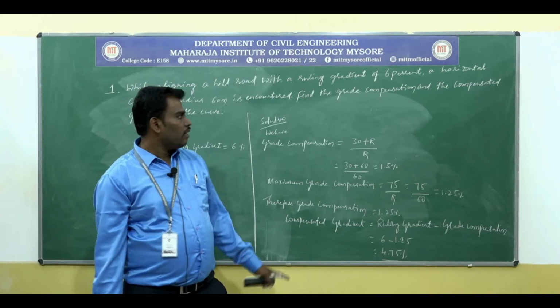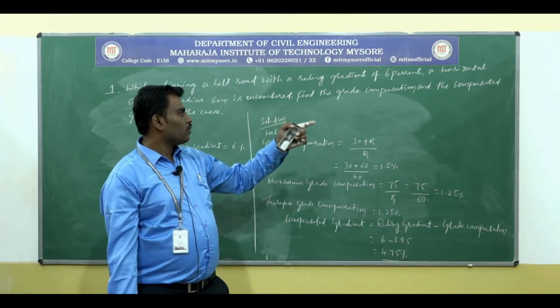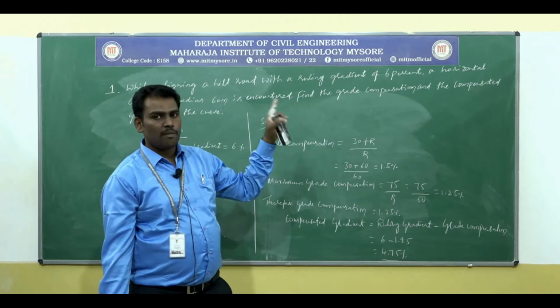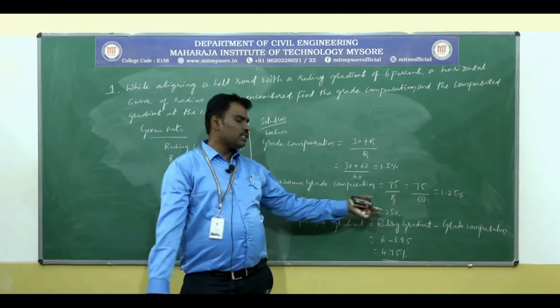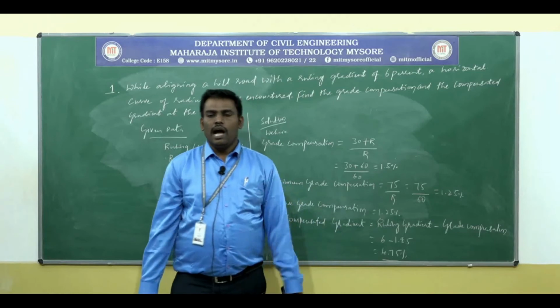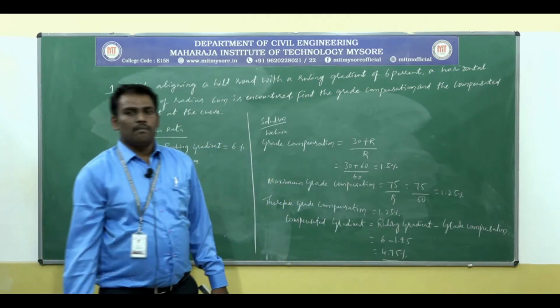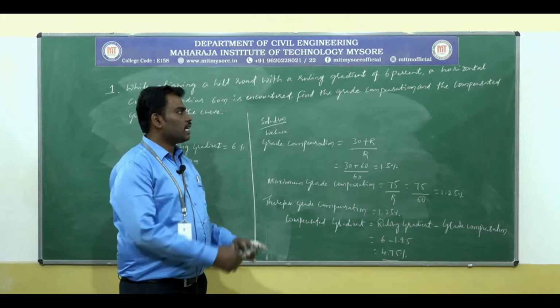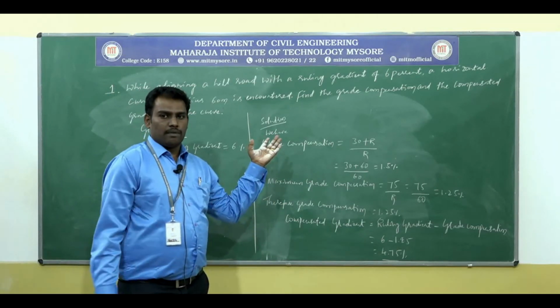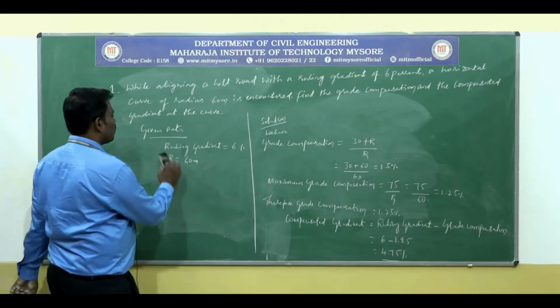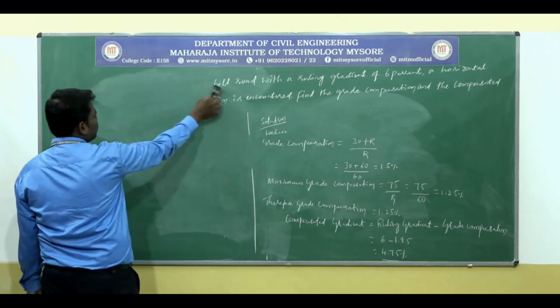Is it clear? For this problem they are asking two things. One is the grade compensation, and one is the compensated gradient. The grade compensation is about 1.25% and the compensated gradient is about 4.75%. This is regarding the numerical on grade compensation. Next I'll move on to the vertical curves.